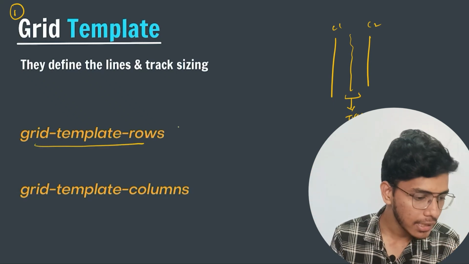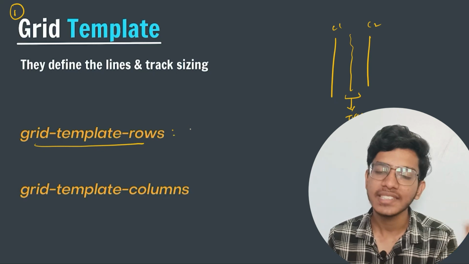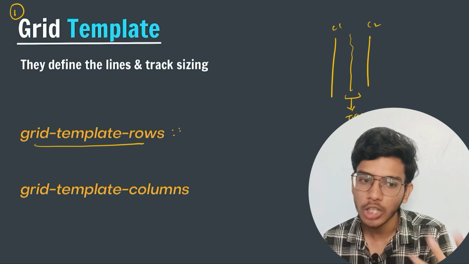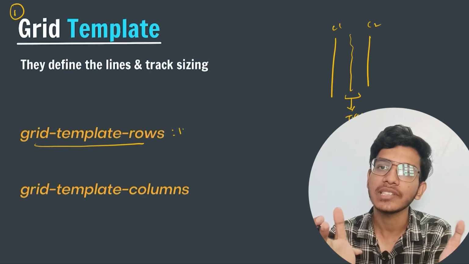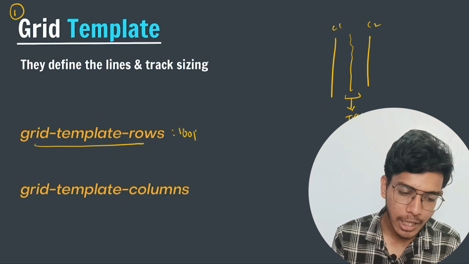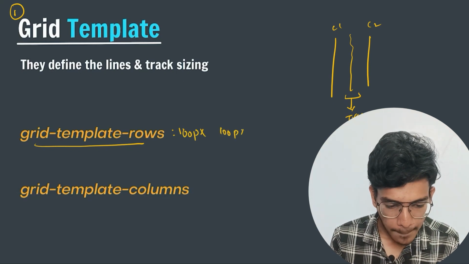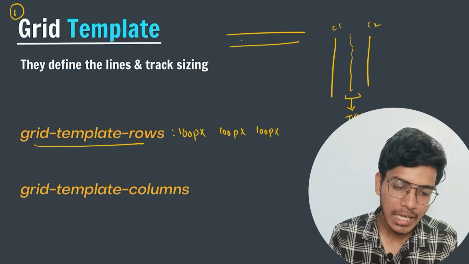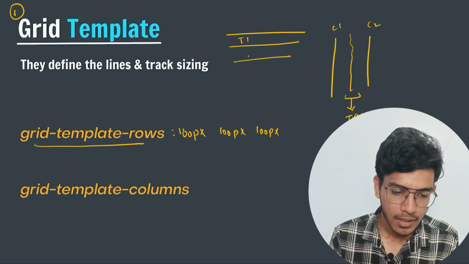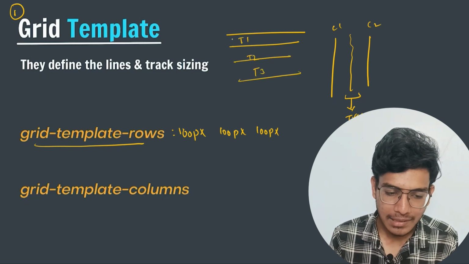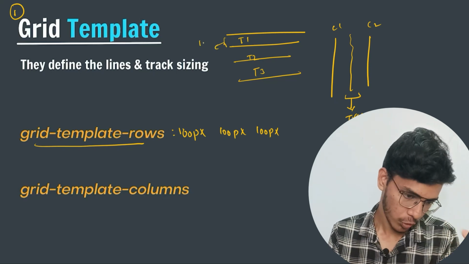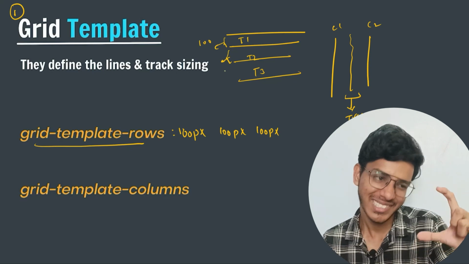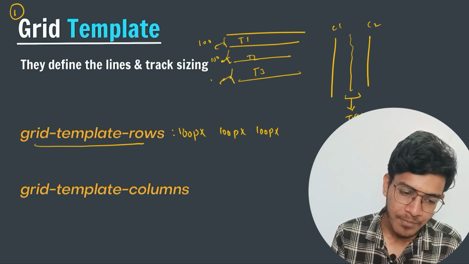So we'll write grid template rows. After it, let's say I want to create 3 tracks inside my GridBox model, and each track spacing would be 100 pixels. So I will write 100 pixel, 100 pixel, 100 pixel. When I write this, it will create track 1, track 2 and track 3. Each track width, or you can say size, would be 100 pixel.